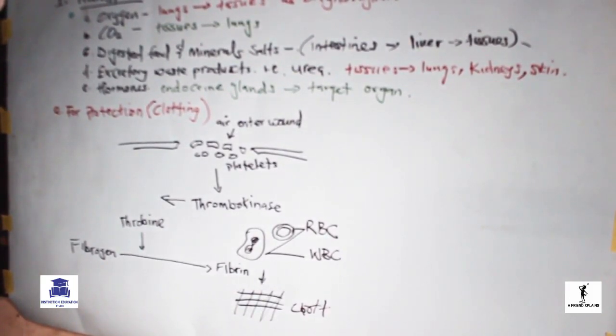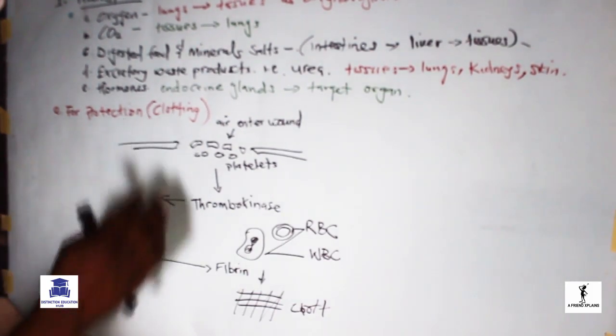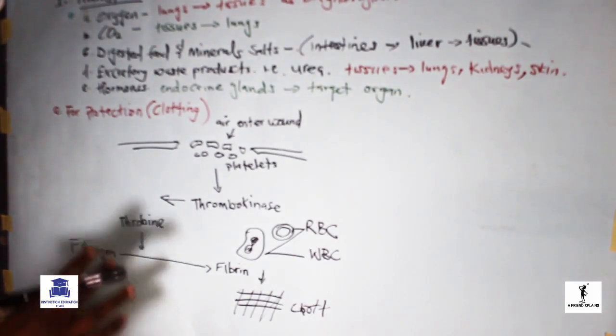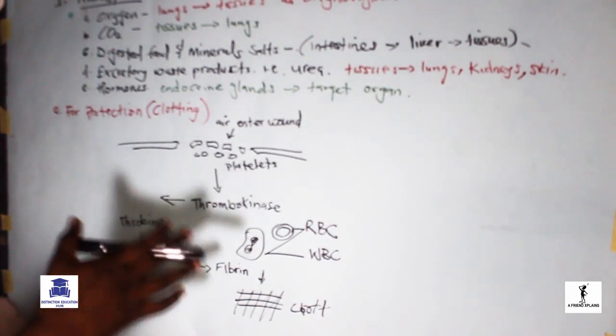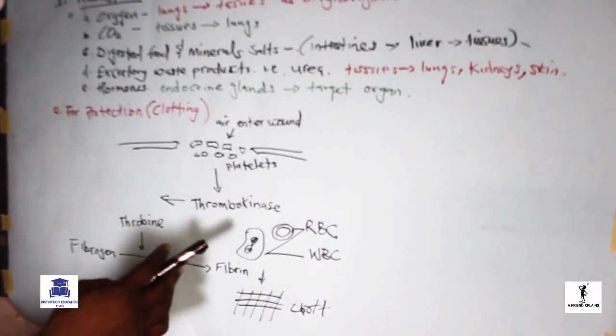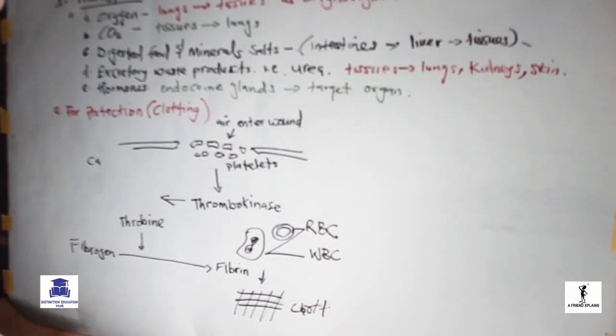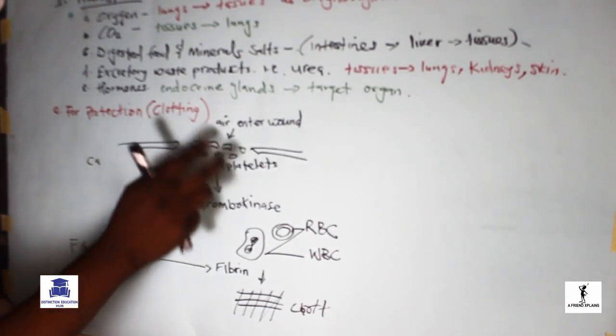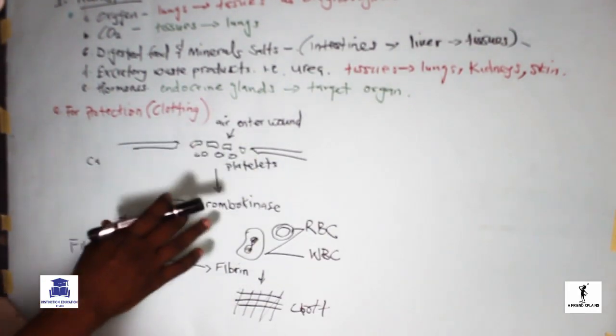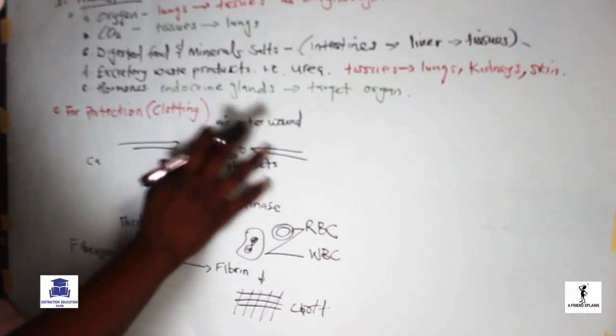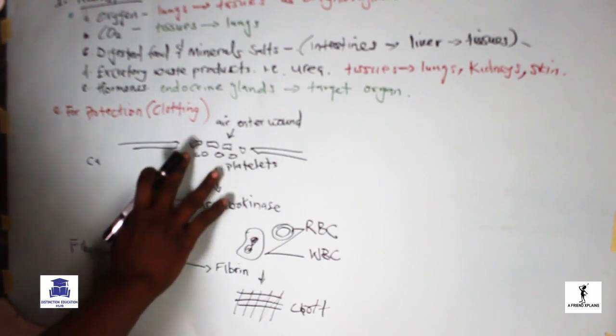Alright, like I was explaining, I was explaining clotting. Basically this is brought about by a series of reactions, involving the platelets and damaged blood vessels. I was just trying to explain what clotting is about. Clotting is brought about by a series of reactions.